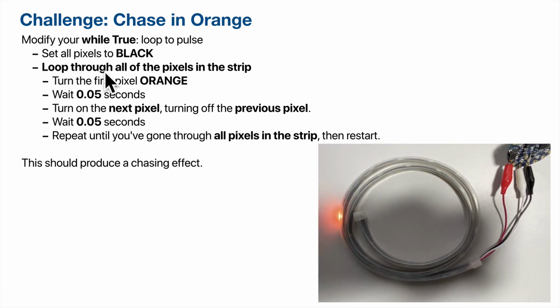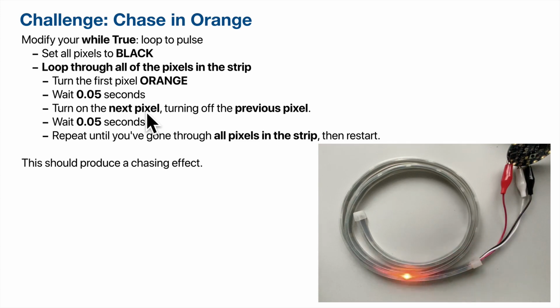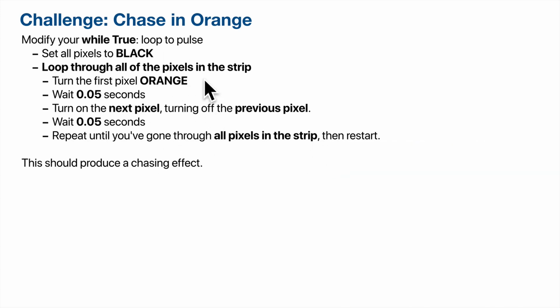After we've set them to black, we're going to loop through all of the pixels on the strip. Hint, that means the num of lights that we created. We're going to turn on the first pixel to orange. We're going to wait for 1/2 of 1/10 of a second. We're going to turn on the next pixel to orange, and we're going to turn off the previous pixel so that it's black. We're going to wait again, and we're going to repeat this for all of the pixels in the strip and then restart. So you want to think about whether you move forward in a loop 1 at a time or 2 at a time, and how do you handle your sleep time? So why don't you pause here, give it a try, see what you come up with, and if you want to, we can code it together after.